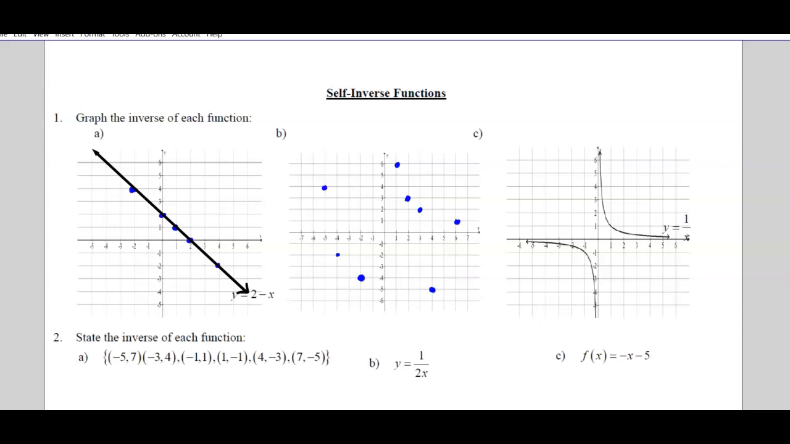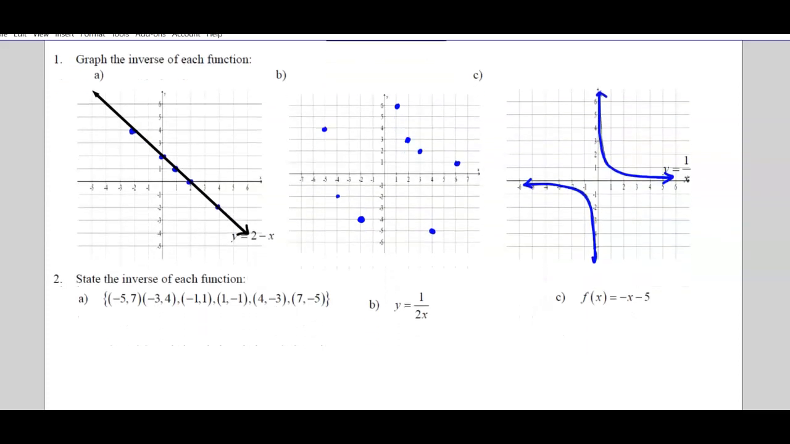Same with y equals 1 over x. If you draw the line y equals x through there, and you folded your paper in half along that line, all the points would overlap. So when we do our inverse here, it's going to be the exact same function. Those are the graphs.